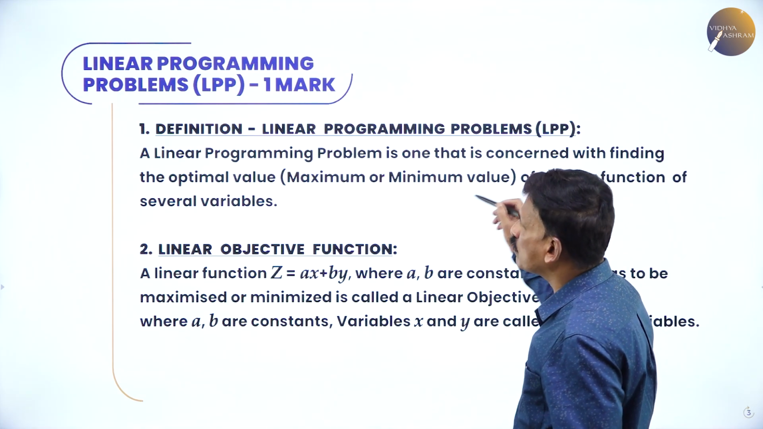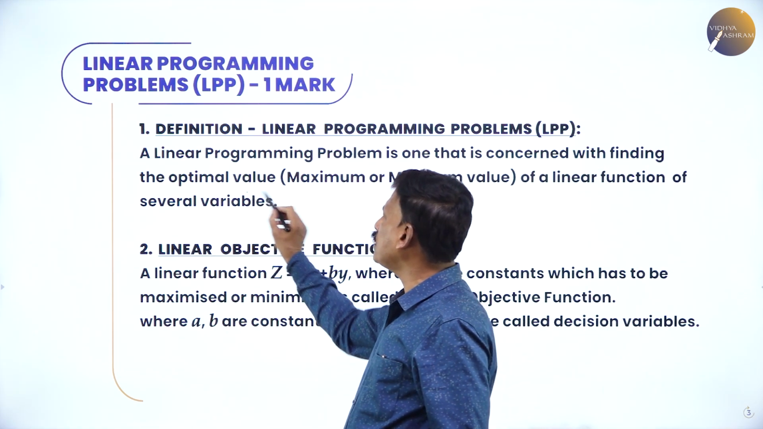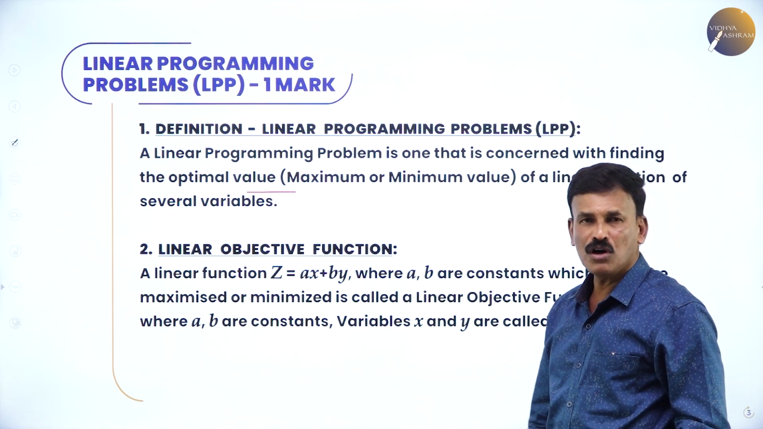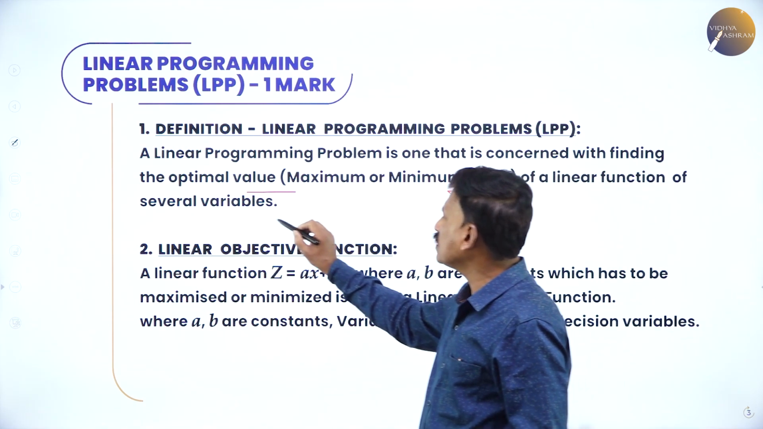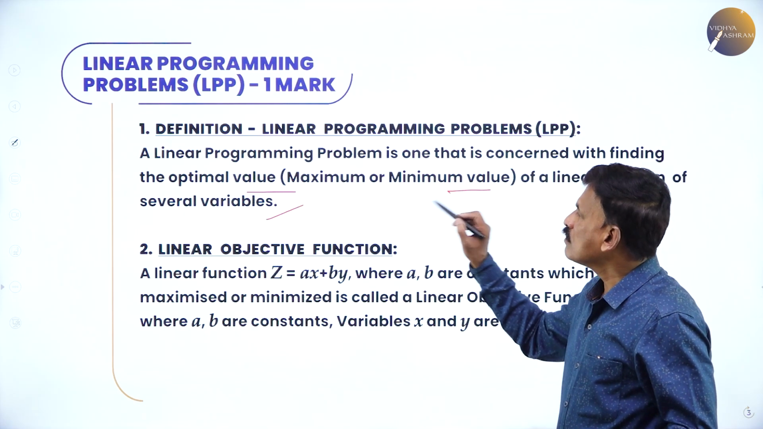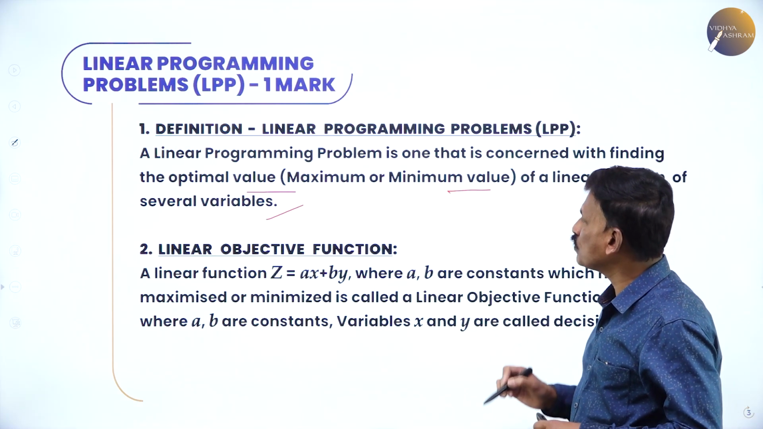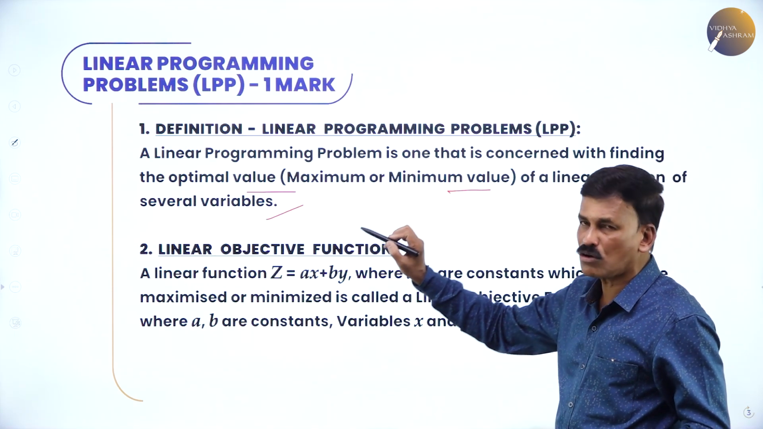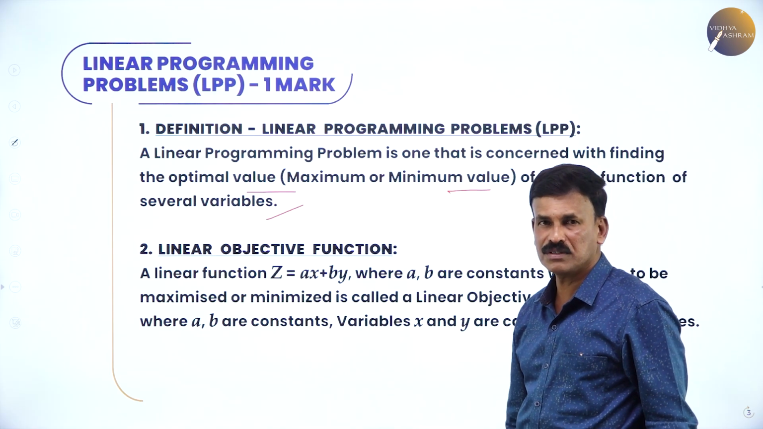A linear programming problem, LPP. A linear programming problem is one that is concerned with finding the optimal value. Optimal value is nothing but finding the maximum and minimum value of a linear function of several variables. Finding the maximum or minimum value of a linear function is called a linear programming problem.